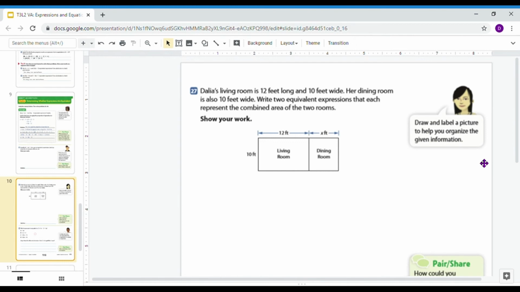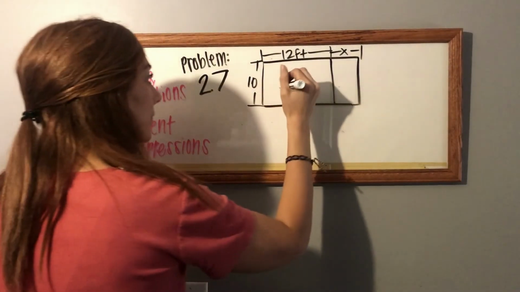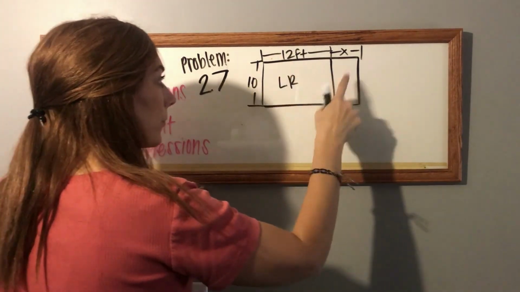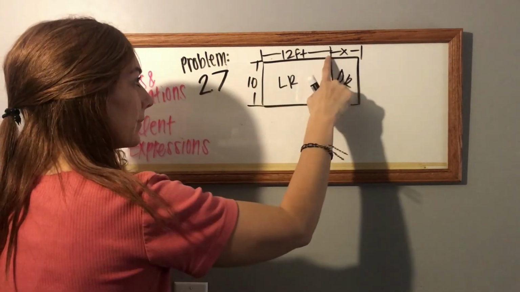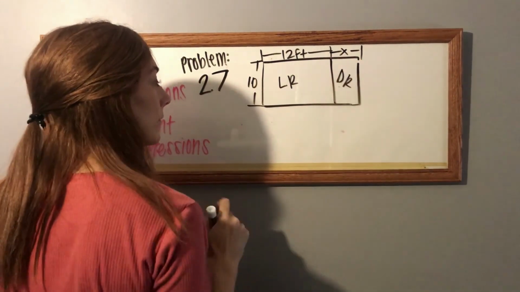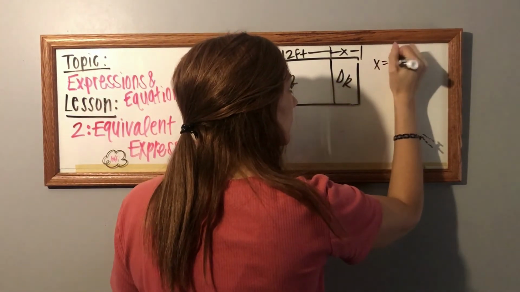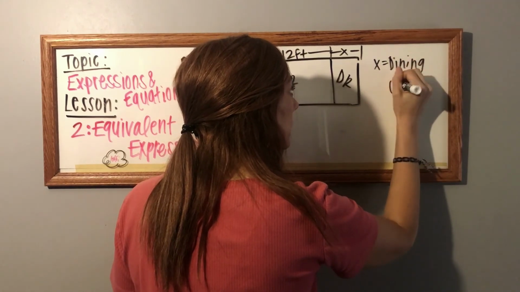So let's look at this beautifully drawn diagram that they have. We can see the living room, which is our first rectangle, and it's got dimensions of 10 by 12. And then it looks like the dining room is attached right next door, and it also has a width of 10, but we're unsure of the length of the dining room. Write 2 equivalent expressions that each represent the combined area of the 2 rooms.